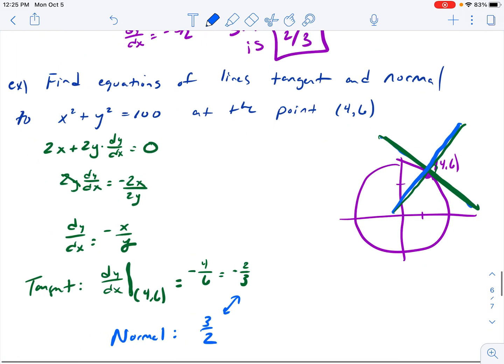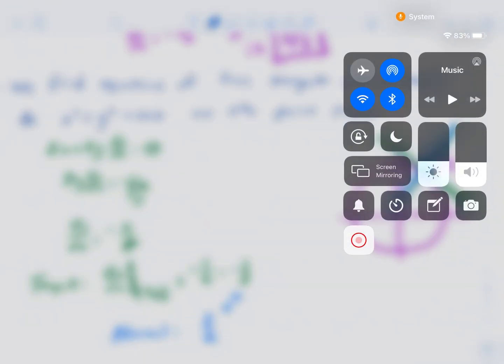And that is implicit differentiation, okay? So take your time, reach out to me if you have questions, and more.